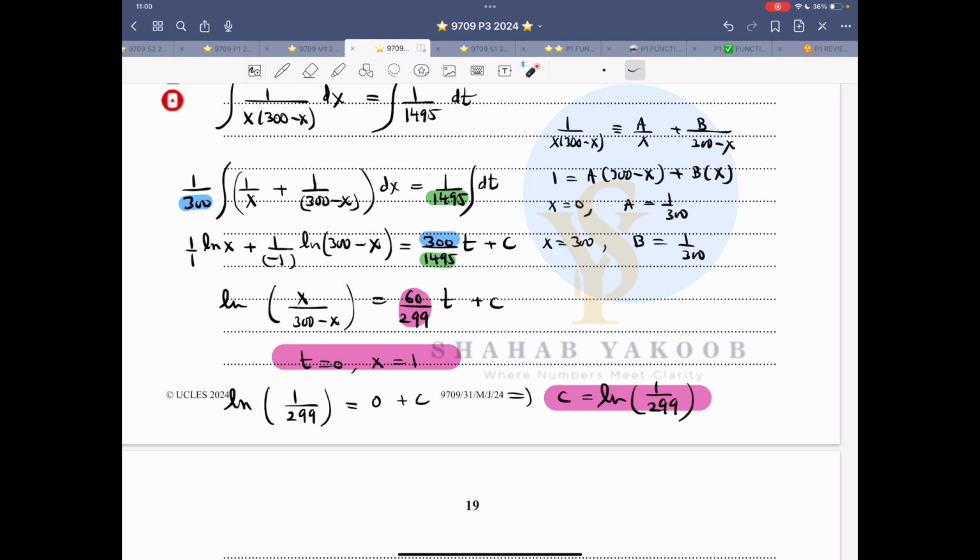Now, a lot of people, they are very finicky. Why is the constant on this side? Why is the constant not on the other side? Because we are making t the subject. Doesn't make a difference at all. Have some confidence, have some nerves. It doesn't make a difference.